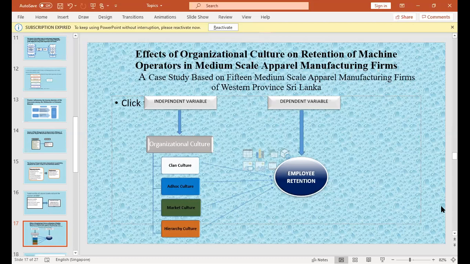Such studies are called embedded case studies. So the earlier one was a holistic case study because we looked at multiple angles, but here it's an embedded case study because we look at each one of those companies with a very focused view towards culture and retention. Okay, so this is also a case study.